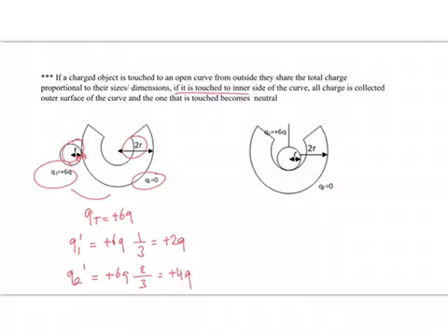But if it is touched to the inner side of the curve, as seen in the second figure, all charge is collected on the outer surface of the curve, and the one that's touched becomes neutral. So Q1, the one that's touched, becomes neutral, and all charge is taken by Q2, so it becomes +6Q charged.